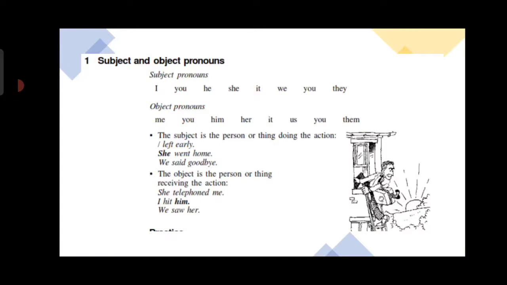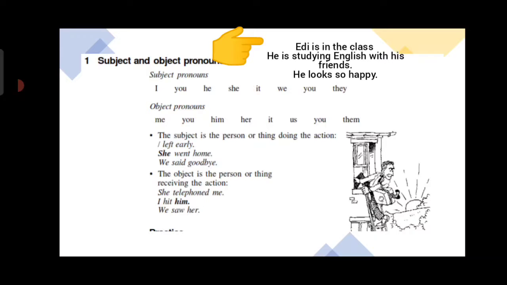For example, I'm talking about someone named Eddie, and here are some sentences. Eddie is in a class. He is studying English with his friends. He looks so happy. The one we are talking about here is Eddie. It sounds good, doesn't it?